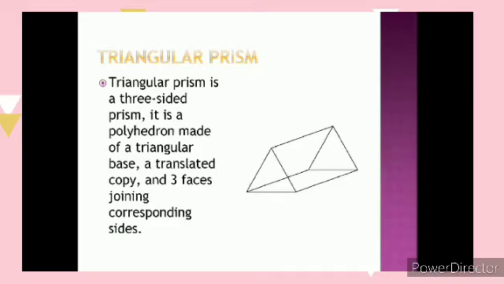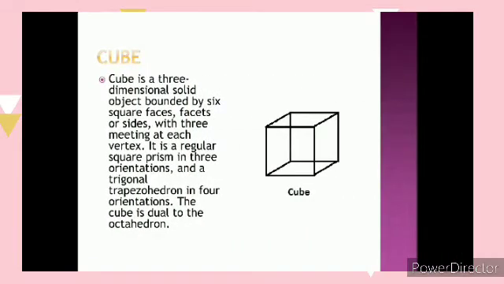Triangular prism. Triangular prism is a three-sided prism. It is a polyhedron made of a triangular base, a translated copy, and three faces joining corresponding sides. Cube. Cube is a three-dimensional solid object bounded by six square faces, facets or sides, with three meeting at each vertex. It is a regular square prism in three orientations and a trigonal trapezohedron in four orientations. The cube is dual to the octahedron.